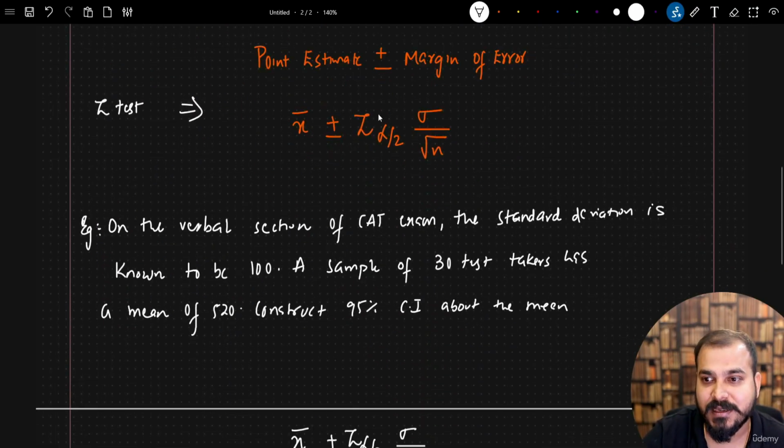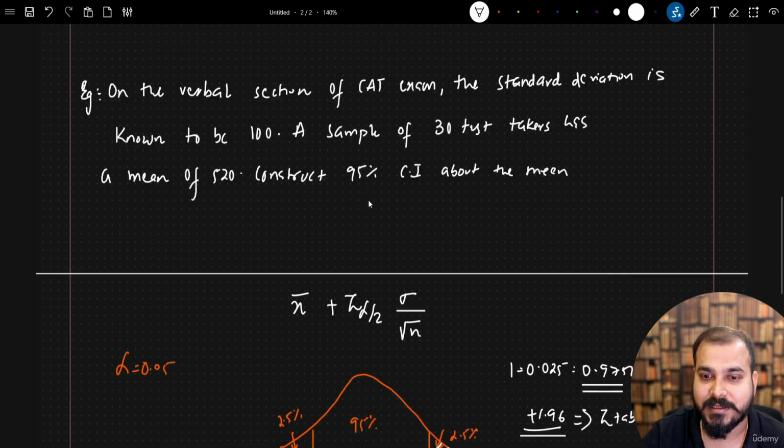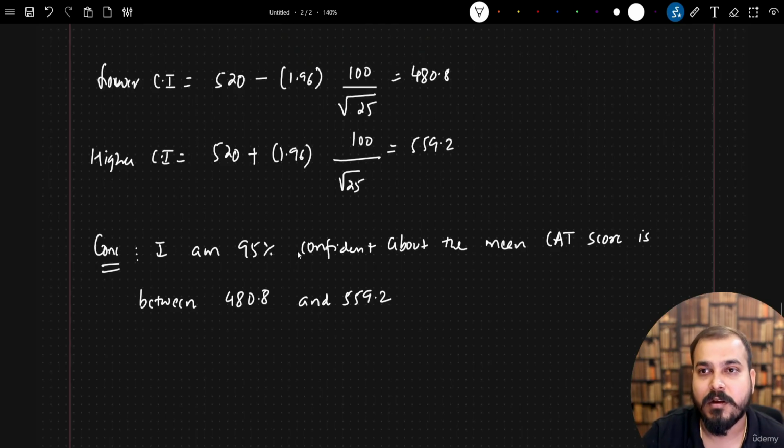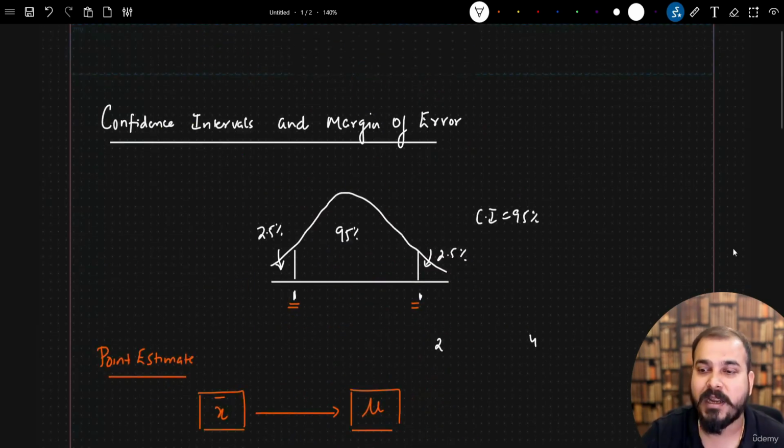With respect to a t-test, instead of using the Z table, you'll be using the T table. The formula will stay like this. So this is how you can calculate the lower confidence interval and higher confidence interval by using the margin of error.